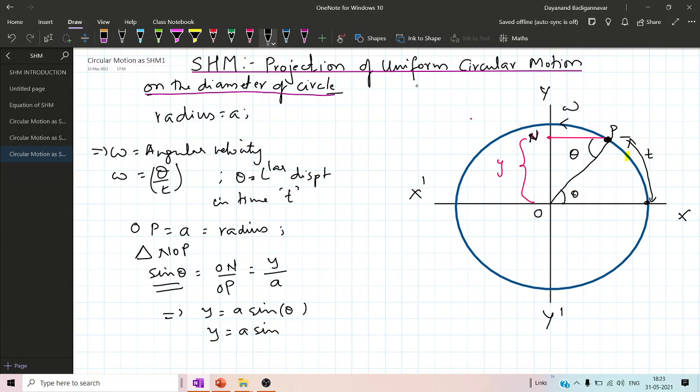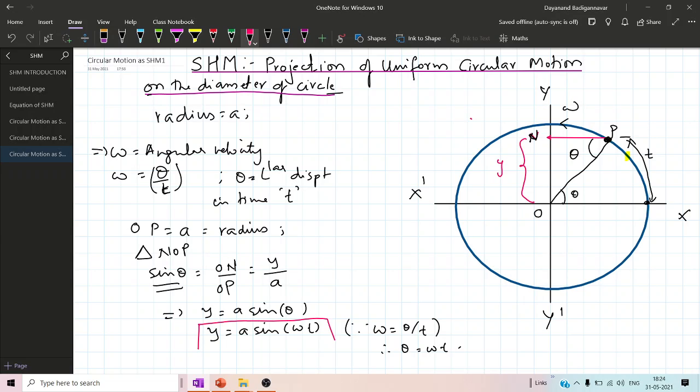What is theta? Look here, omega is theta by t. Therefore, theta is equal to omega t, because omega, the angular velocity, is equal to theta by t. So this is the equation for the displacement: Y is equal to A sine omega t.